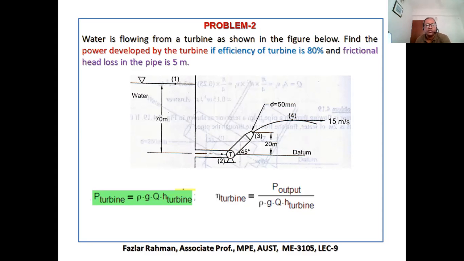Okay. So let's solve this problem. You see in the left side, it's showing water. And from this level, height of water is 70 meters. 70 meters means how many feet?